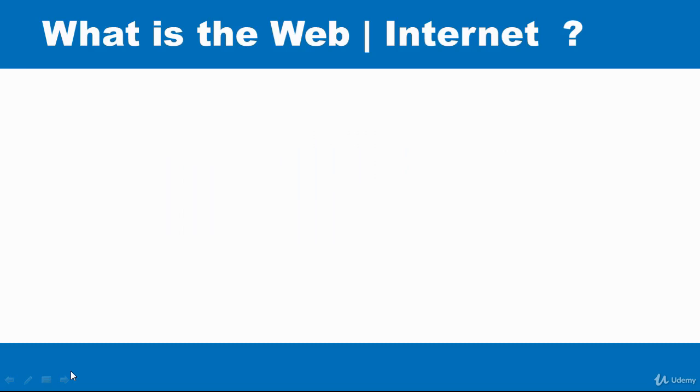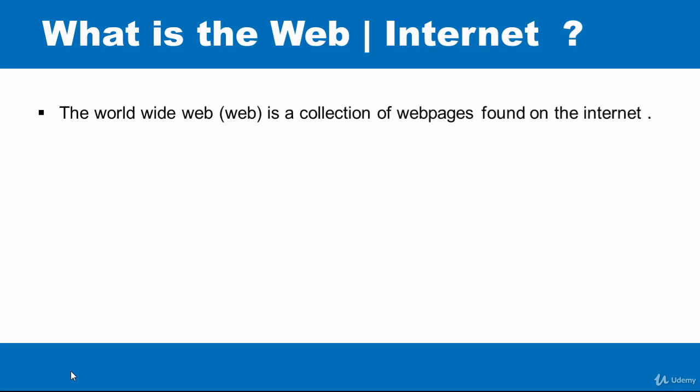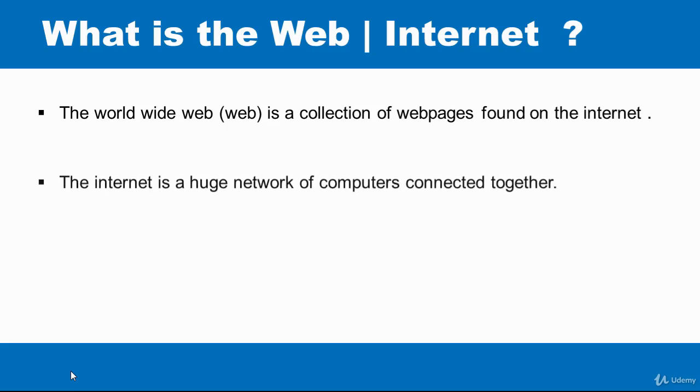What is the web? Also known as the World Wide Web, the web basically is a collection of web pages that is found on the internet. What is the internet? The internet is a huge network of computers all connected together. So there's a clear distinction between the web and the internet.